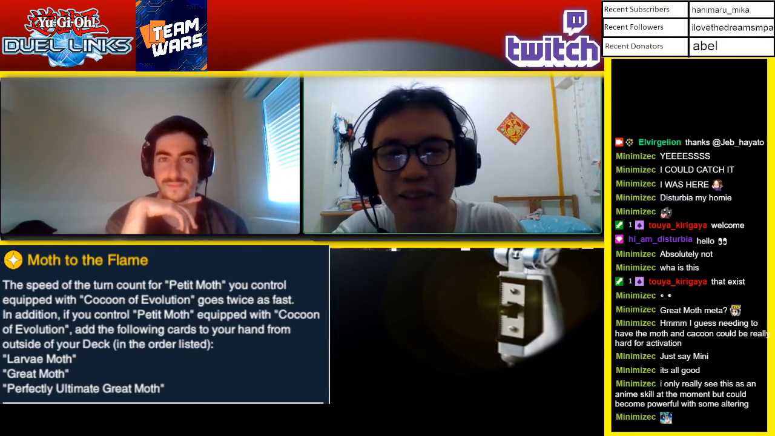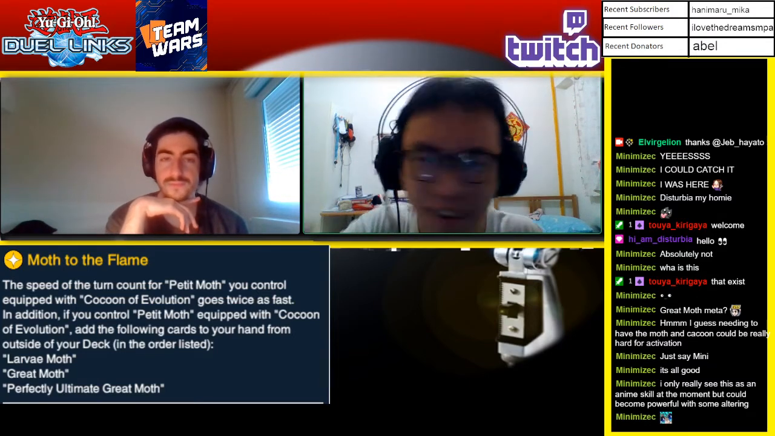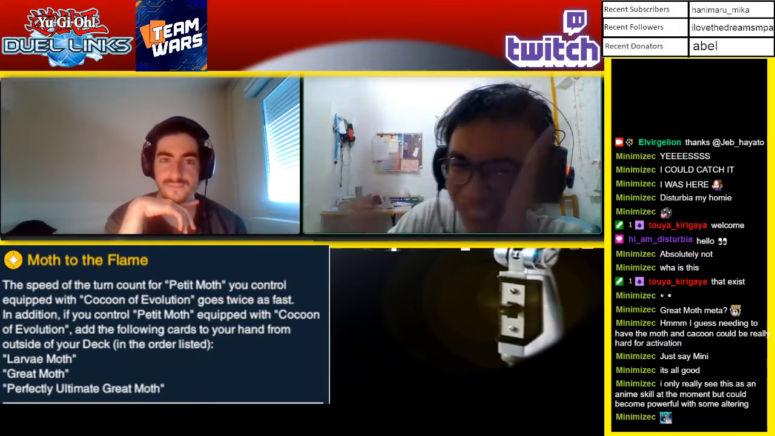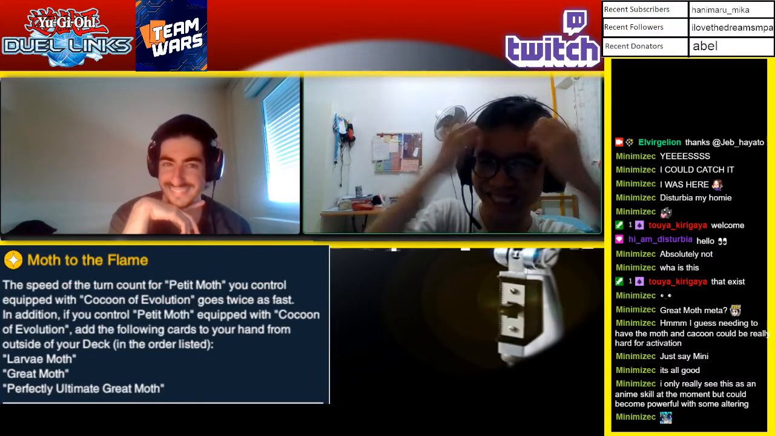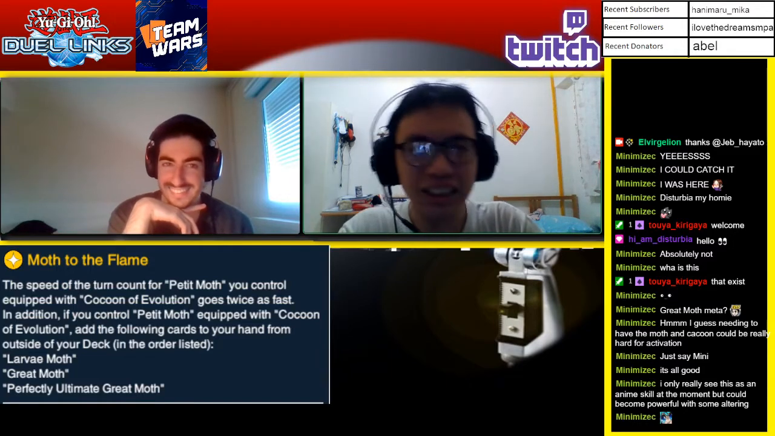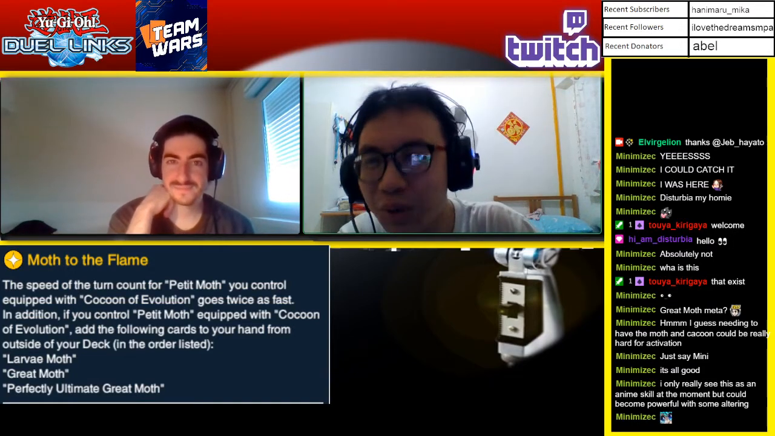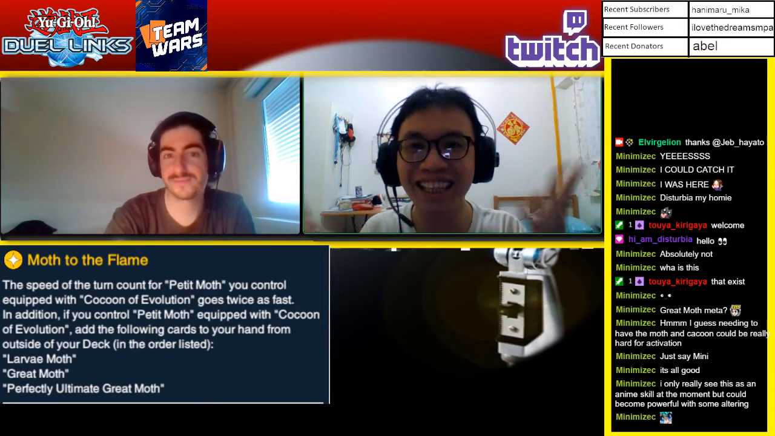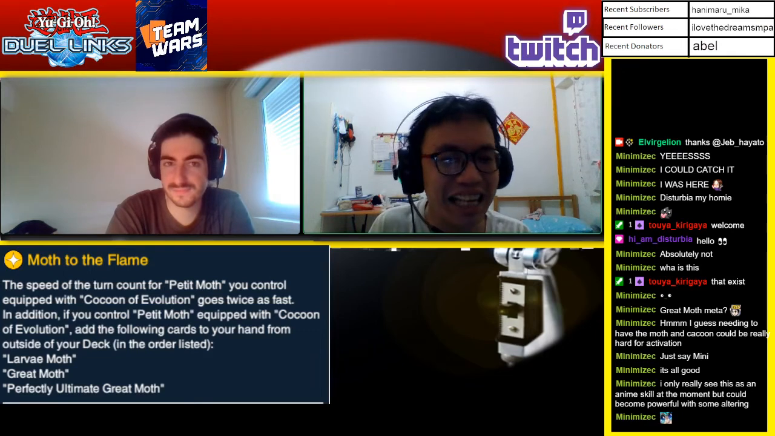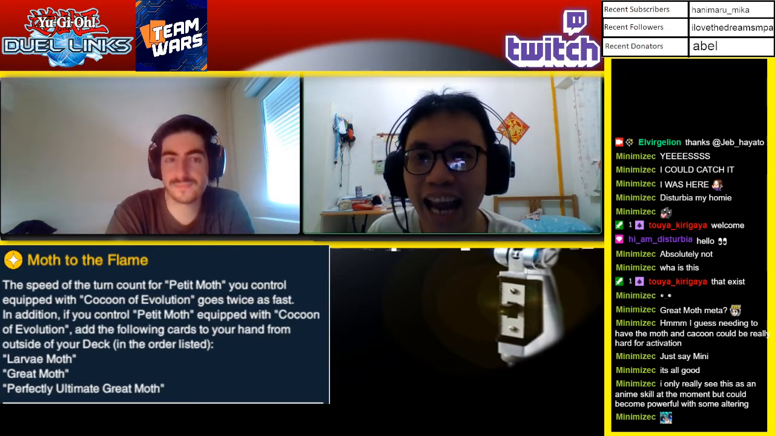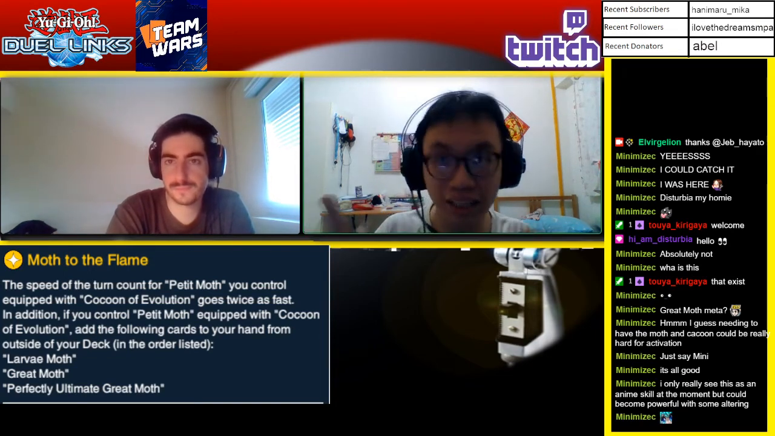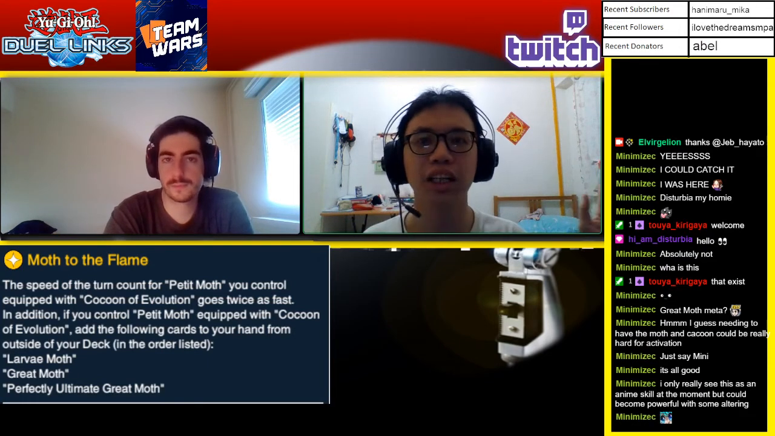Hopefully Konami actually sees the problem, because even with this amendment, I don't think anyone uses this skill. It's like they tried, because the previous skill is way worse. They just told you the Petit Moth, if Cocoon Evolution goes twice as fast. There's nothing else. They added this, but it doesn't feel like there's any improvement, because we didn't see anyone using this skill. Like zero. I even tried looking on the internet at the Duel Links meta for Moth to the Flame. You can classify by skills, right? In the Duel Links meta, no one uses it. Like zero, no one. I was like, okay, that's one of the worst skills in the world, man.